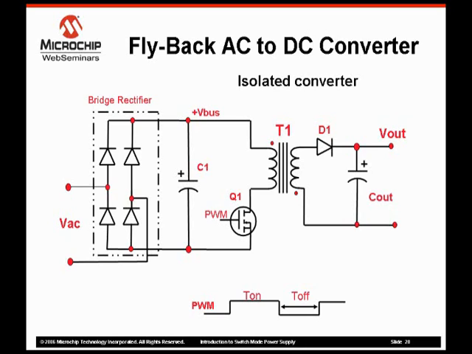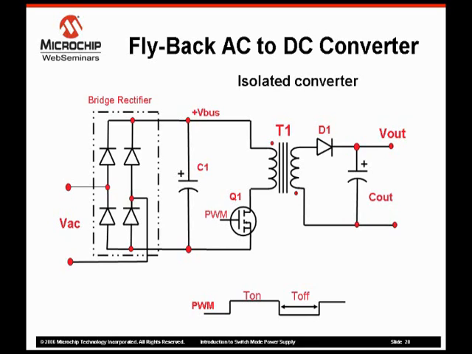When transistor Q1 turns off, the current can no longer flow through the primary winding. The collapsing magnetic field reverses voltage on the windings. The diode D1 is forward biased, and the current flows from the secondary winding through the diode and to the load and the output capacitor.